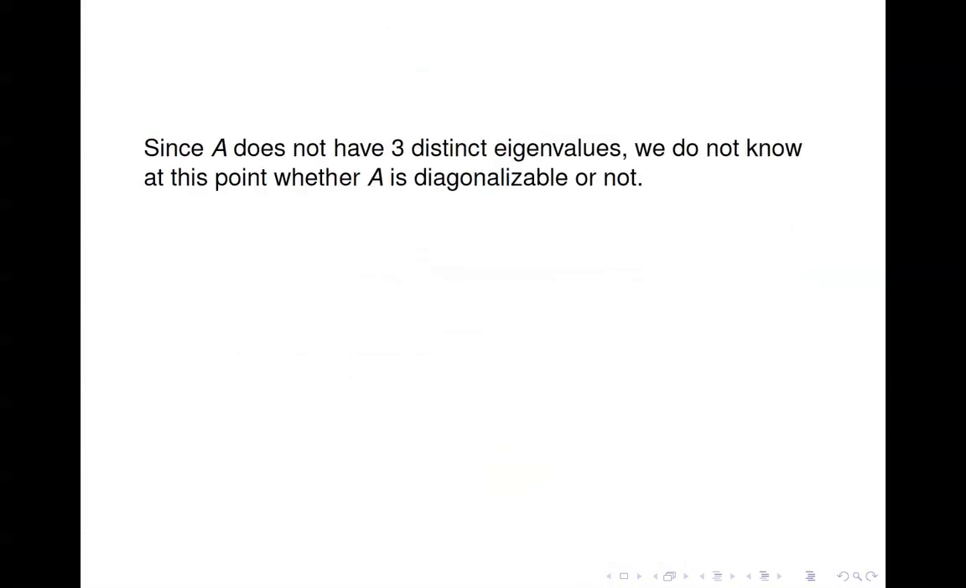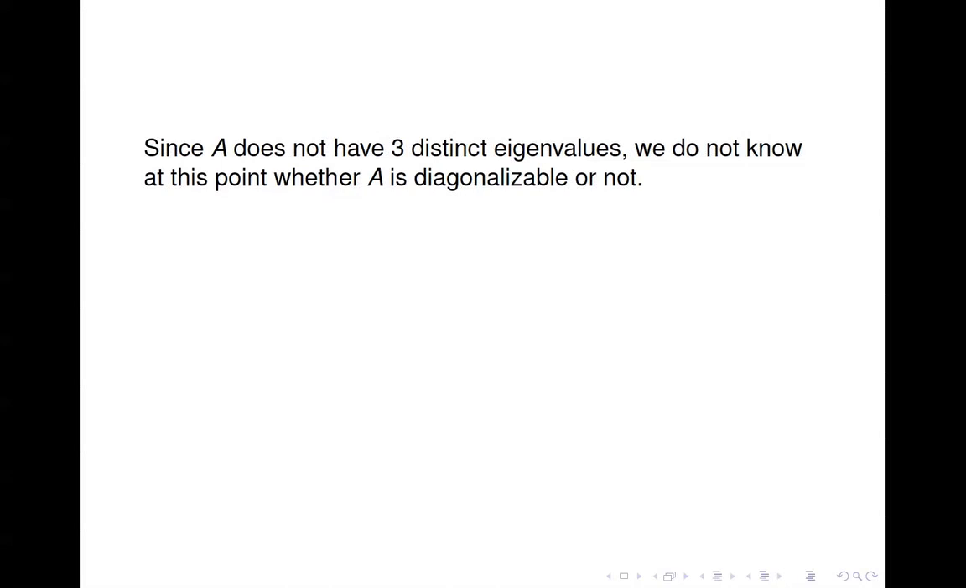Now at this point we know that A has only 2 distinct eigenvalues, so we don't know if it has 3 linearly independent eigenvectors or not, so we don't know if A is diagonalizable or not. Just because it doesn't have 3 distinct eigenvalues doesn't mean that it's not diagonalizable. Okay, that theorem only goes one way.